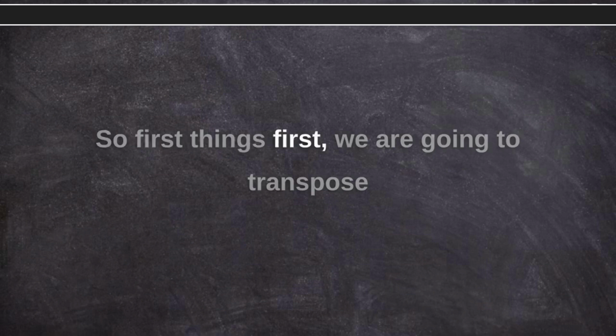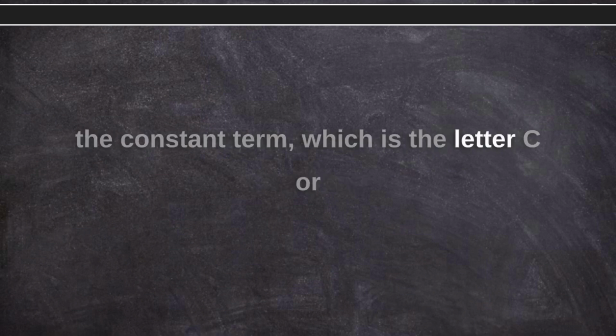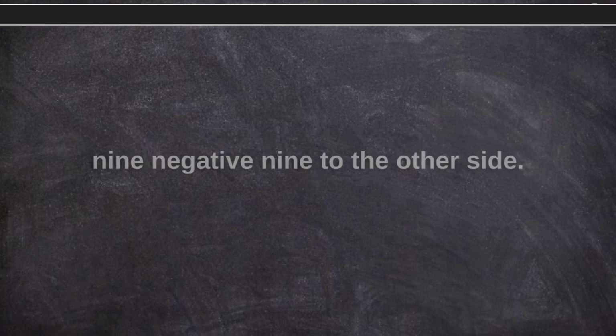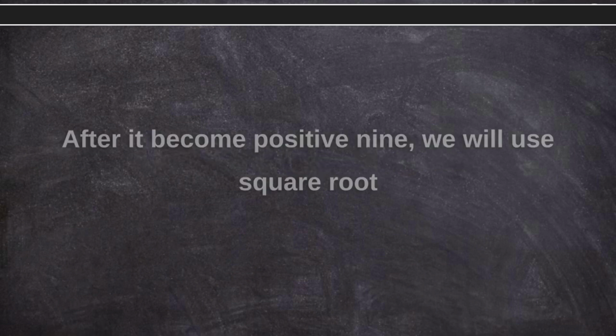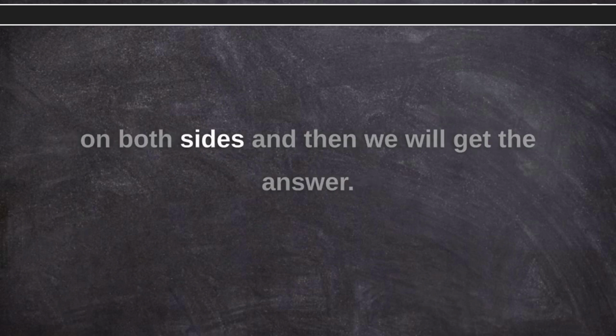First things first, we are going to transpose the constant term, which is the letter c, or negative 9, to the other side, so it will change sign and become positive 9. After it becomes positive 9, we will use square root on both sides, and then we will get the answer.